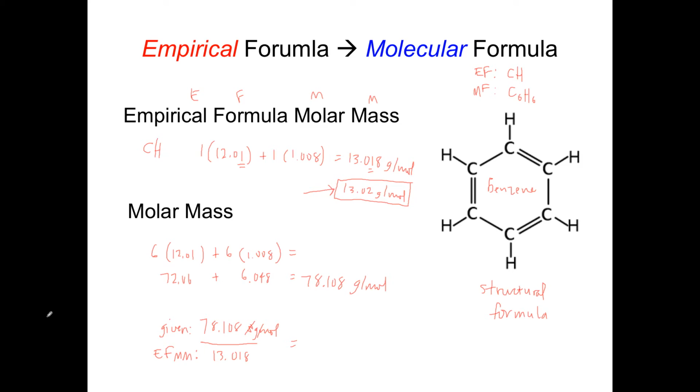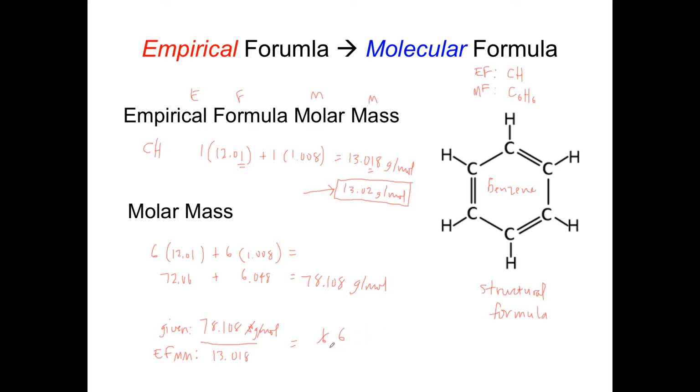So let's take that number, 78.108, and divide it by 13.018. And we'll find, wow, of course, we'd get exactly 6. This goes to exactly 6. Well, that's a lousy looking 6.